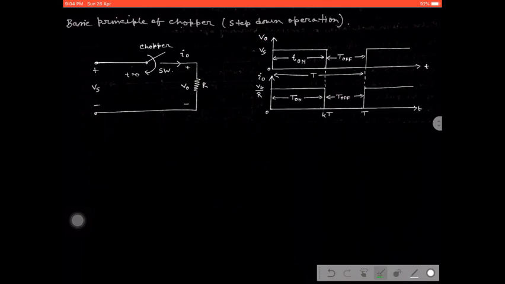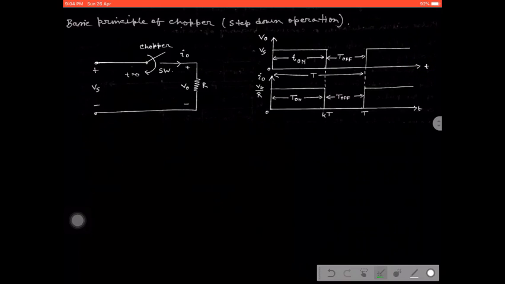Now we are going to calculate the average value. One more thing: the chopping cycle, depending on this, we just demonstrate the operation. That is why this is not defined by omega t. This is defined only by the time axis t.